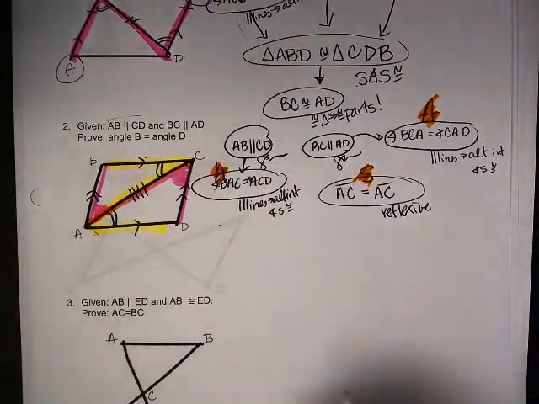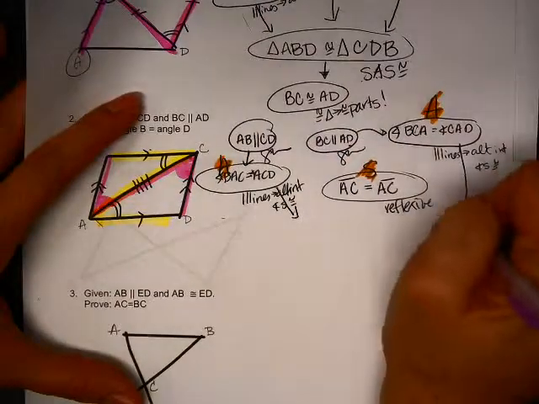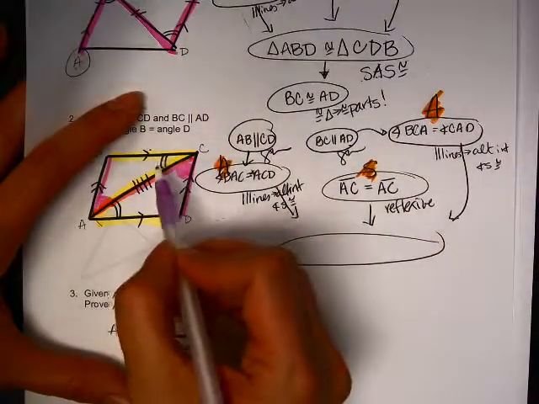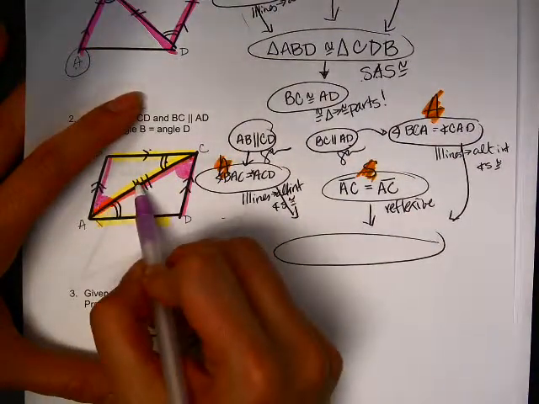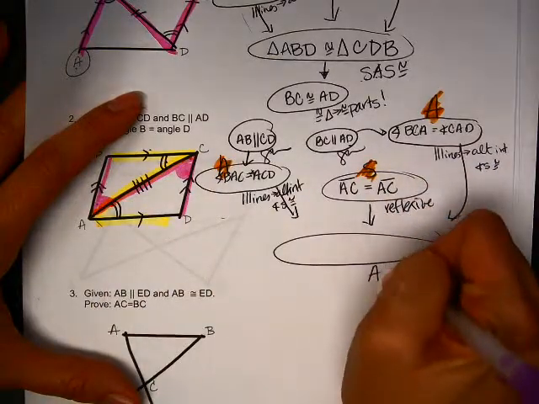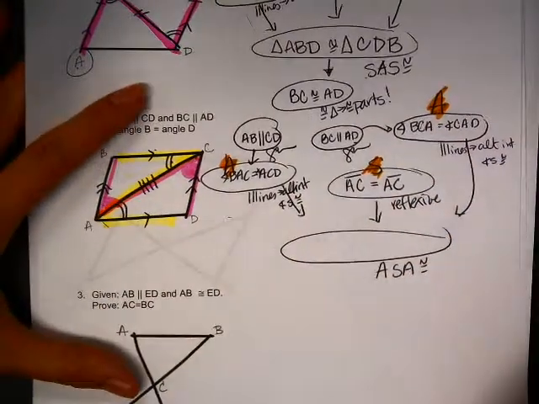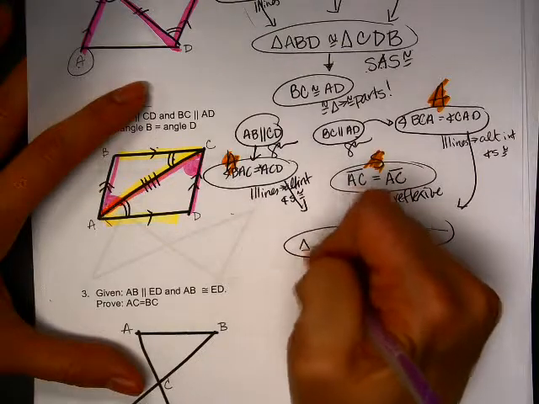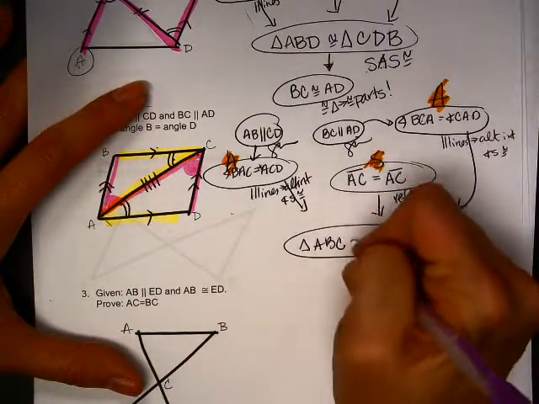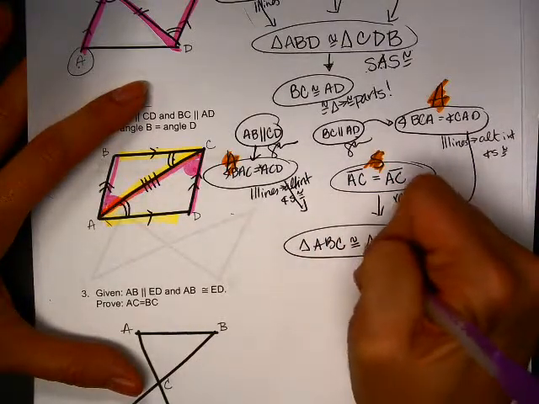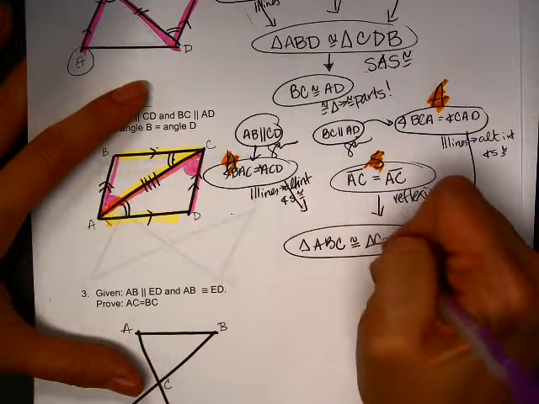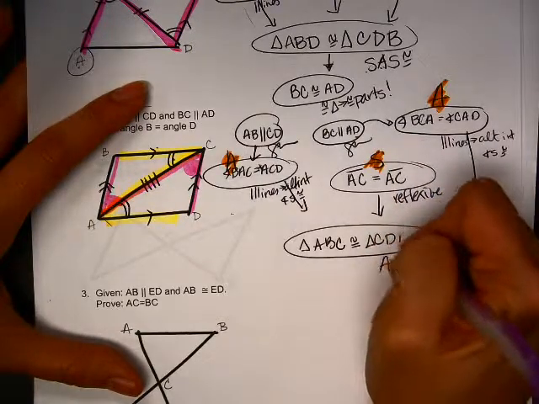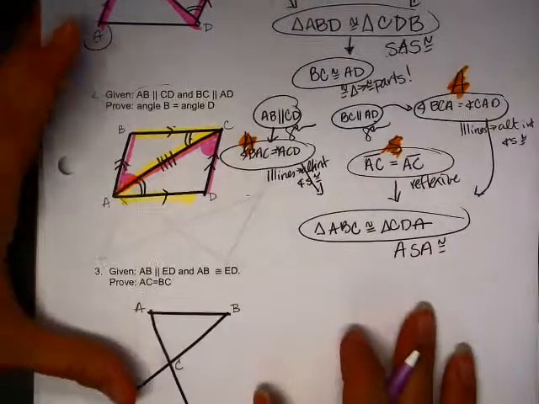So I have enough information to prove congruent triangles. All three of them come together. I have two angles with a side in between them. And I've got triangle ABC is congruent to triangle CDA. I have to think about that.